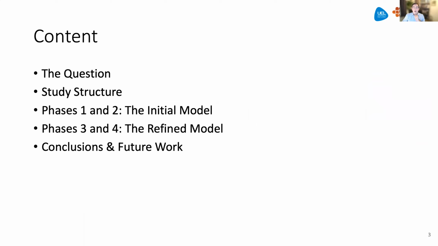The content that we'll be talking about today is what question were we trying to answer with this research? What was the study structure? What were the 4 phases we went through? We'll go through the first 2 phases more quickly because we reported those before, and we'll spend a little bit more time on phases 3 and 4. And then what are our conclusions and future work?